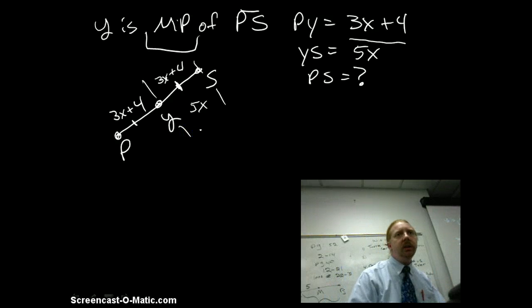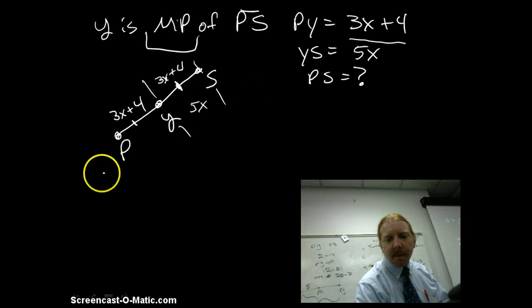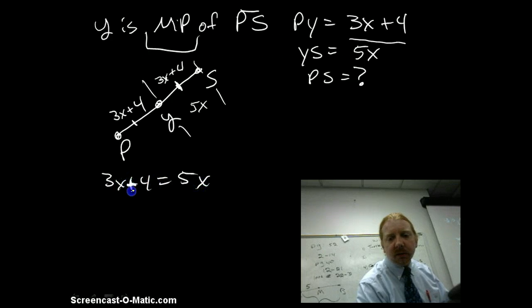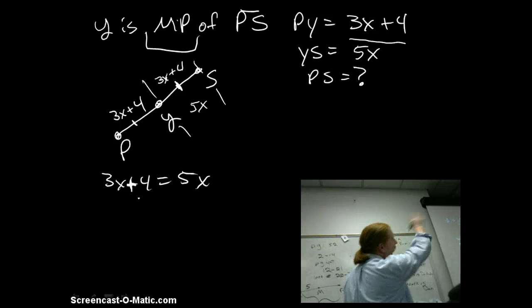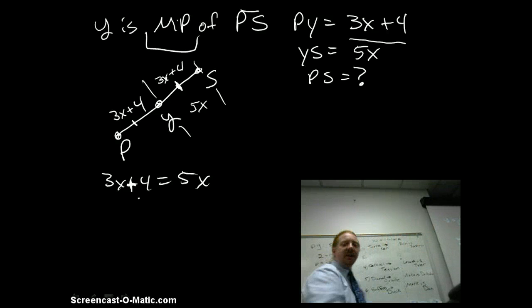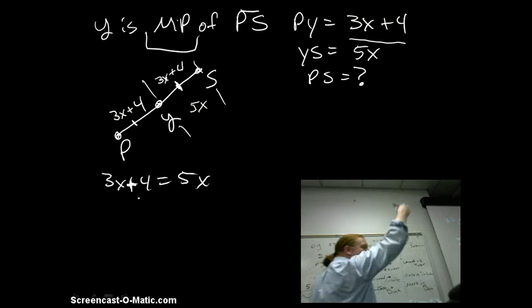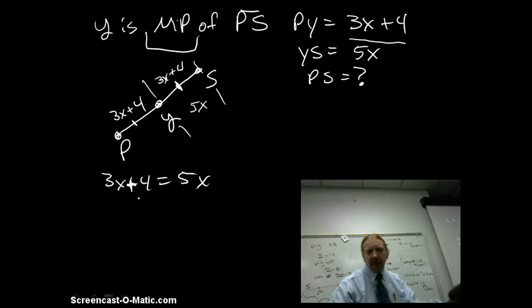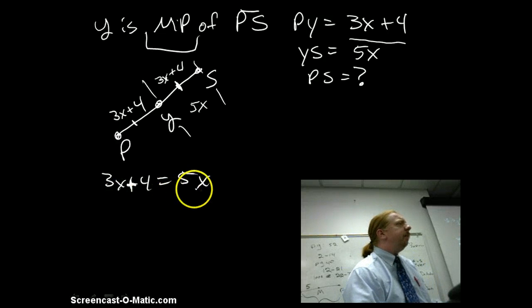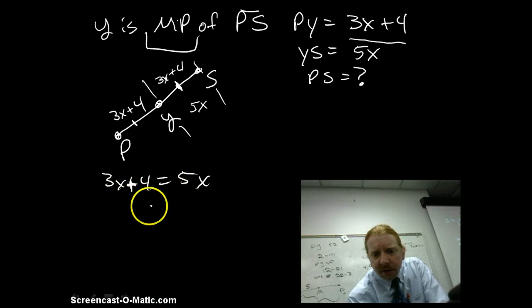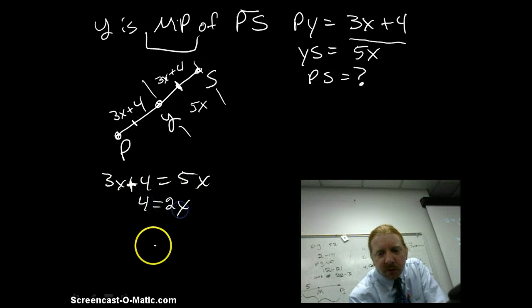We have a way of dealing with that, don't we? Can I write 3x plus 4 equals 5x? Isn't that what we're talking about? Yeah. A midpoint cuts into two equal parts. So if YS is 5x and the other half is 3x plus 4, then those two halves must equal each other. And I can write this expression out here: 3x plus 4 equals 5x. And now it's just algebra, right? Subtract 3x from both sides. So 4 equals 2x. Divide by 2. I get x is equal to 2.